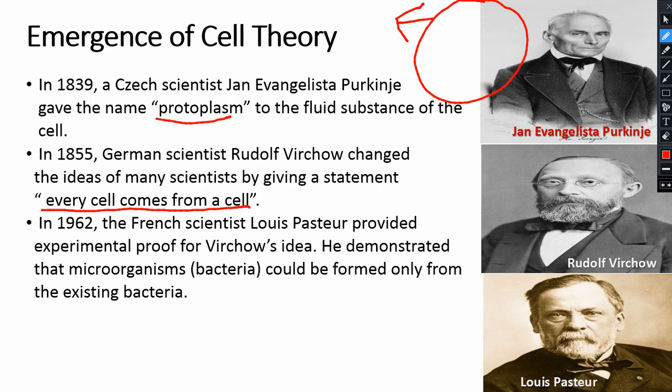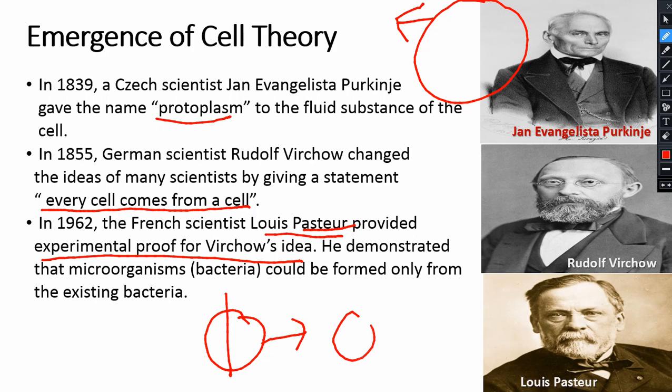And in 1862, the French scientist Louis Pasteur provided experimental proof for Virchow's idea, and he demonstrated that microorganisms like bacteria could be formed only from existing bacteria. So when Louis Pasteur observed bacteria under a microscope, bacteria divided after 20 minutes. One cell divides in half, and it gives two cells. So he experimentally proved that a cell arises from a pre-existing cell.